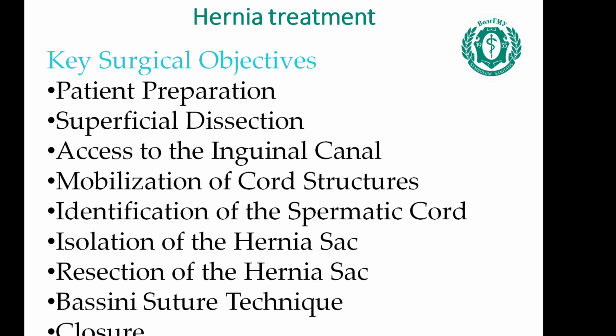Key surgical objectives: patient preparation, superficial dissection, access to the inguinal canal, mobilization of cord structures, identification of the spermatic cord, isolation of the hernia sac, resection of the hernia sac, Bassini suture technique, and closure.